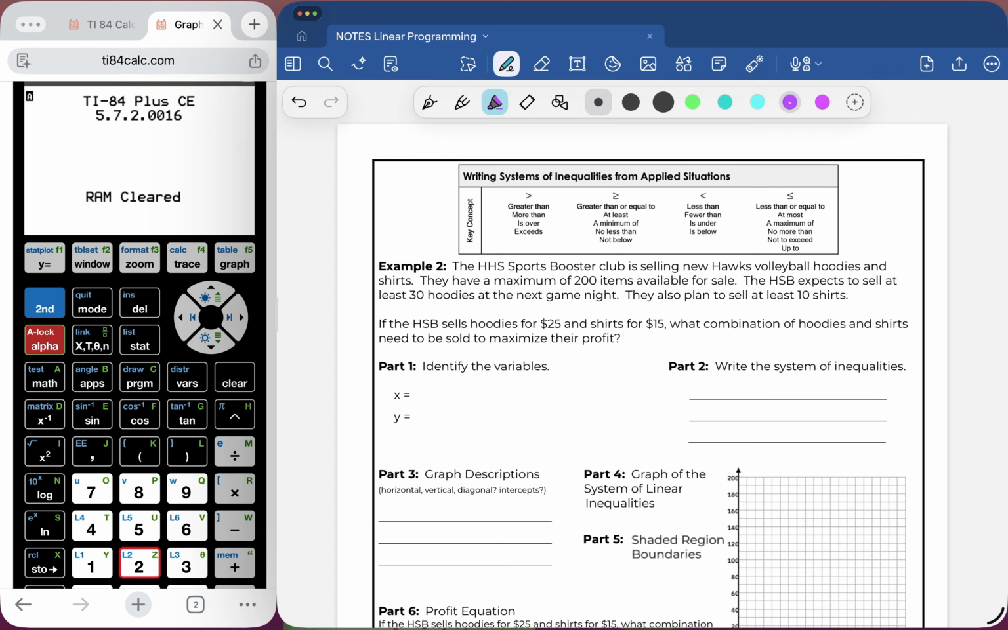How do we determine which of those numbers is going to maximize our profit? So we're going to kind of go over the steps like we had practice with our systems of equations word problems.